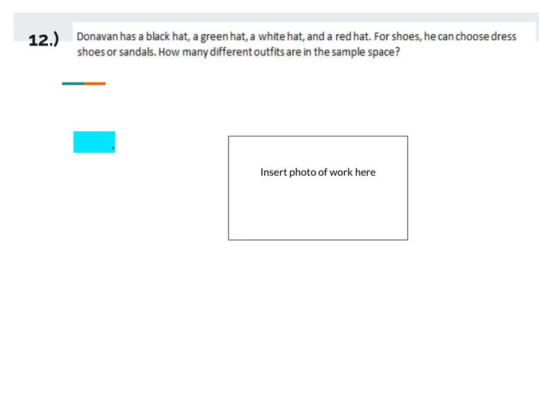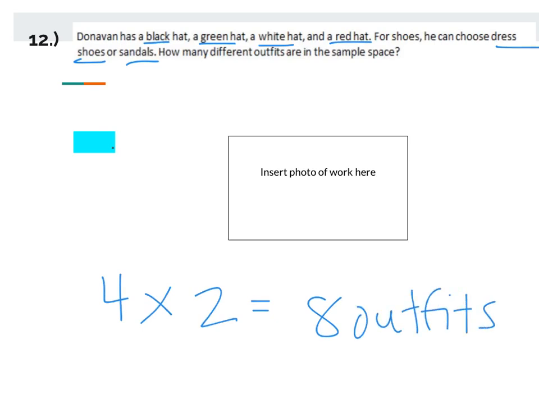Donovan has a black hat, green hat, a white hat, and a red hat. For shoes, he can choose dress shoes or sandals. How many different outfits are in the sample space? For this one, we can use fundamental counting. It didn't ask us to draw a tree diagram here. So how many options were there initially? Black hat, green hat, white hat, and red hat. So we had 4 options for hats, times how many options for shoes? 2, because it's dress shoes or sandals, which means that there are a total of 8 outfits that he can create with the options that he has.